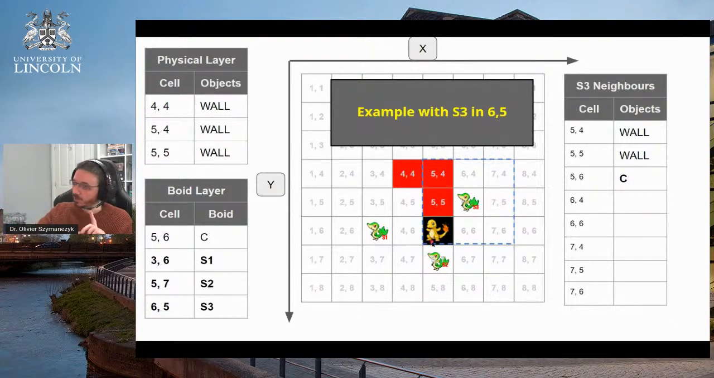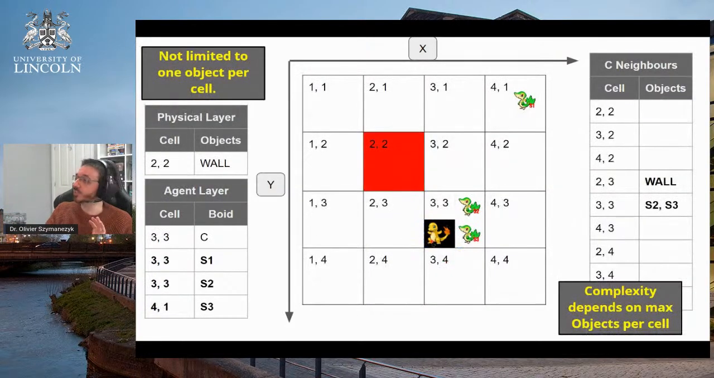Fantastic. However, we're also not limited to the size of the cell, because in the previous example, I only put one character per cell. We can have those cells as big as possible and still use the same method on top of that. For instance, we can split the entire world into larger cells and have multiple characters as part of the same cell and still do the same approach on top of it. So for instance, we can ask, cell 3-3, I'd like to know all my neighbors, so it will return S2, S3, and the wall as well.